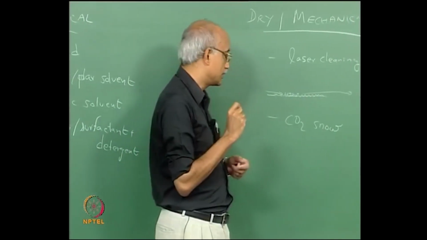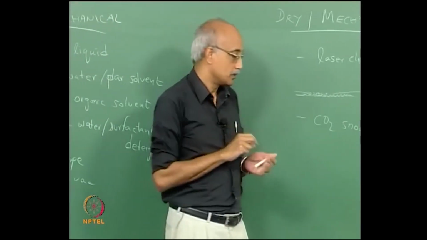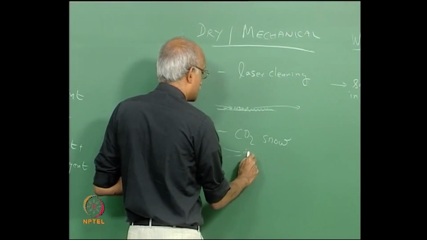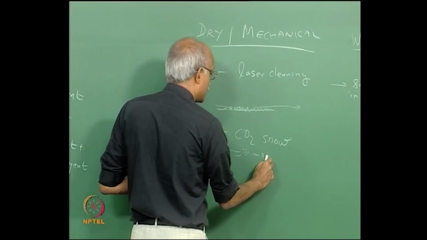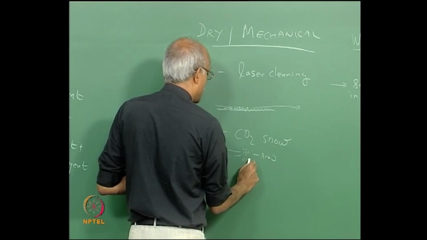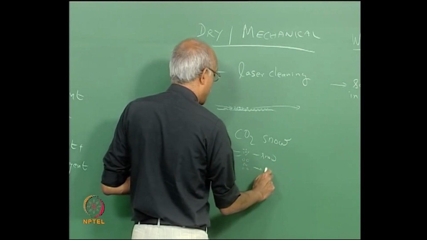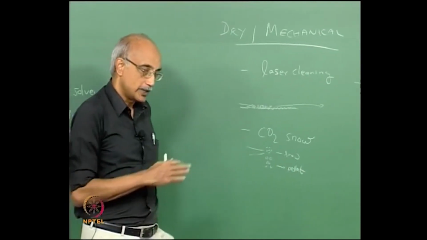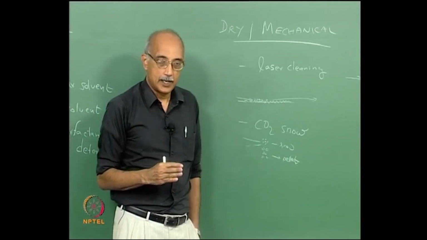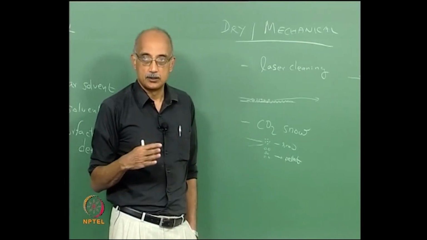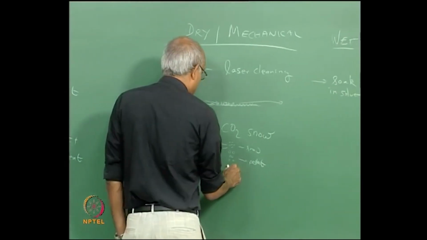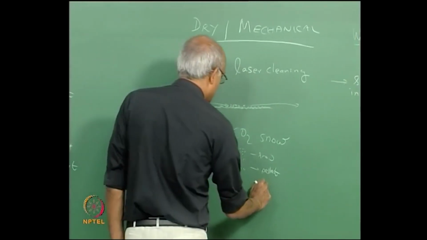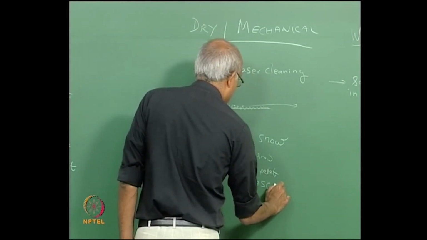In fact, you can control the size of the particles that you create out of these nozzles. If you create very, very fine CO2 particles, this is called snow. If you create larger particles, this is called pellet. And if you expand it in such a way that it reaches a supercritical region where it has properties of both a liquid and a gas, then that's called supercritical carbon dioxide.